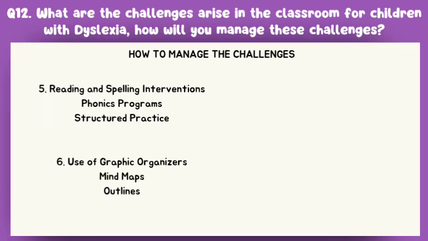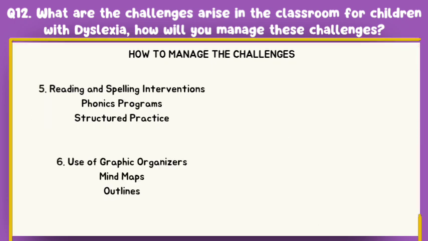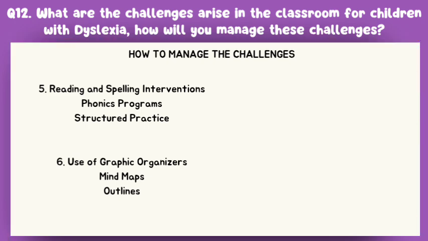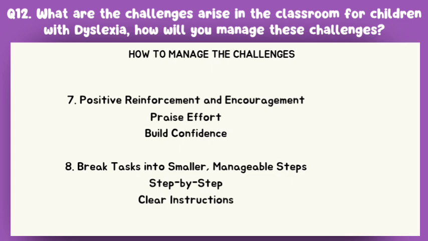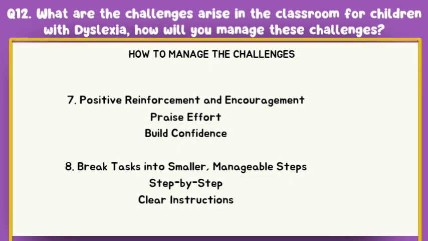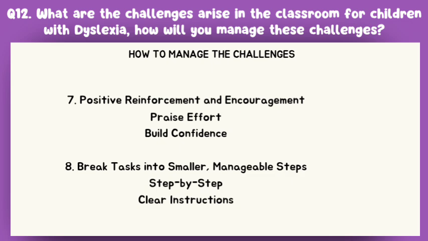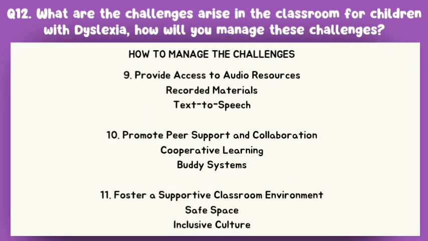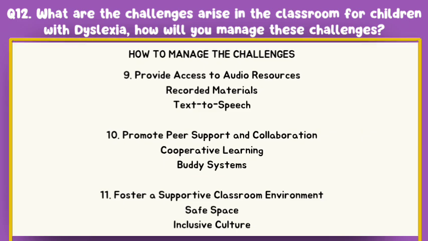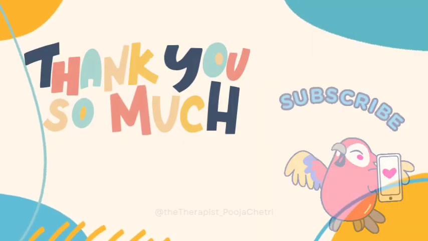Next, fifth is reading and spelling intervention. This is another way to manage the challenges. Next is use of graphic organizers. Seventh, positive reinforcement and encouragement can also work. Break tasks into smaller, manageable steps. This is also helpful in encouraging the skills. Promoting peer support and collaboration. And the last one is fostering a supportive classroom environment.